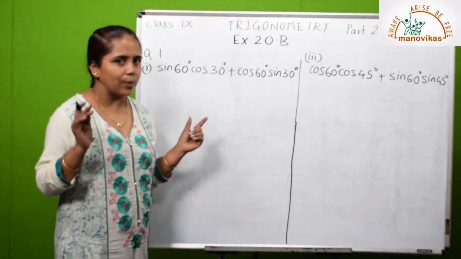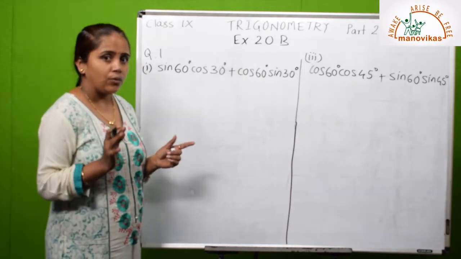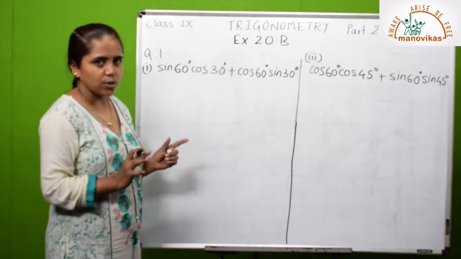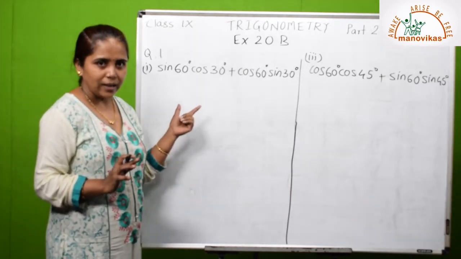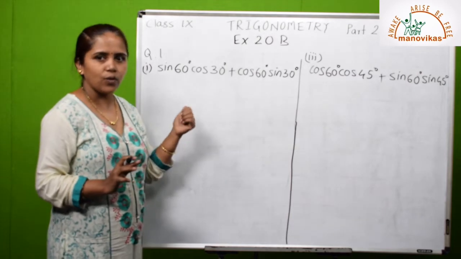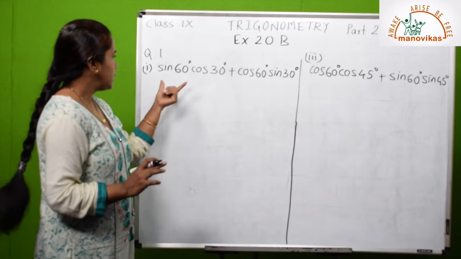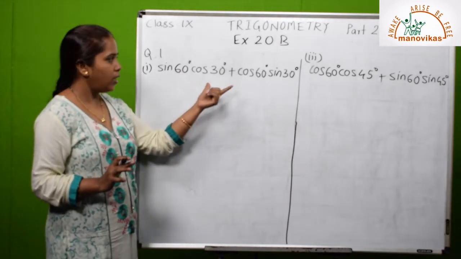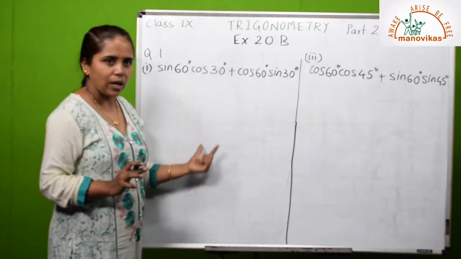That trigonometric table is different. You don't have that in the textbook. Whichever table is given in the textbook, that is the one we have to use, which is given for the standard angles 0 degree, 30 degree, 45 degree, 60 degree and 90 degree. Now first, sin 60 into cos 30 plus cos 60 into sin 30. We have to find the value of this.